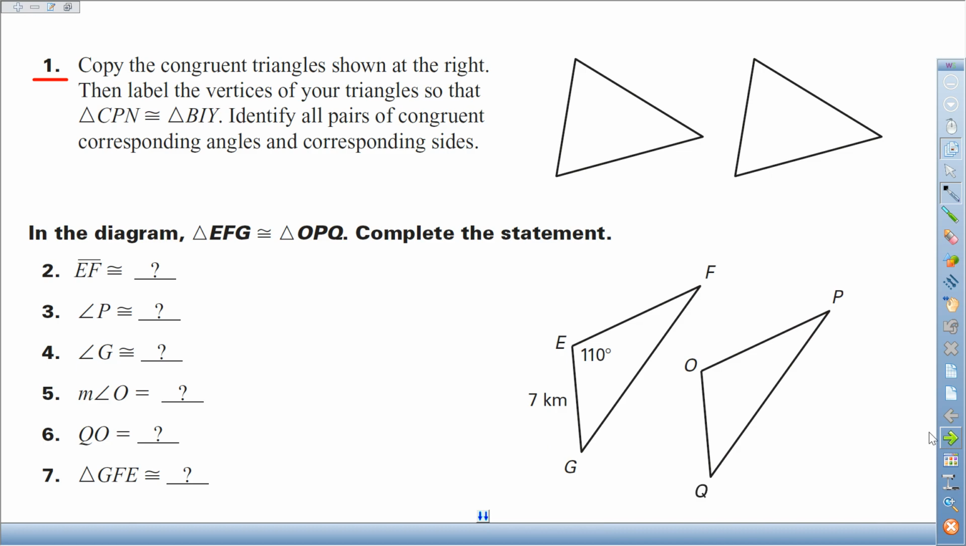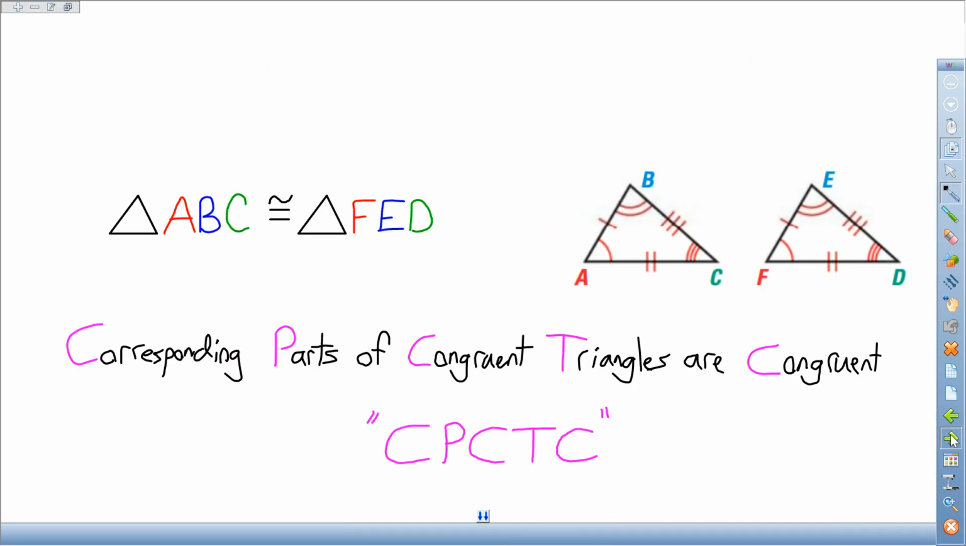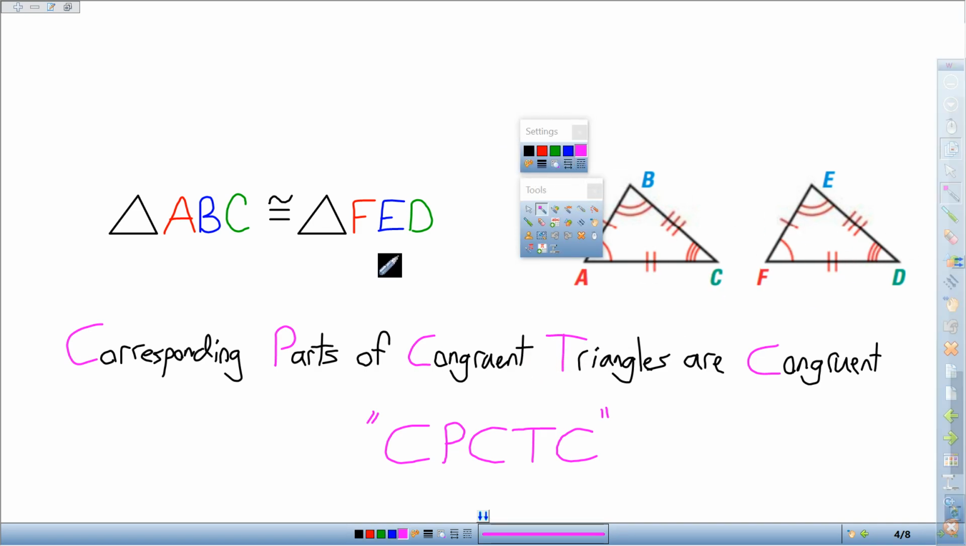So if you guys take a look at number one, it says copy the congruent triangle shown at the right. Then label the vertices of your triangles so that triangle CPN is congruent to triangle BIY. Identify all pairs of congruent corresponding angles and corresponding sides. Okay, so if you guys remember, one of the slides from our lesson was this: when we have congruent triangles, all of the corresponding parts are congruent. Just a reminder, corresponding basically means things that are in the same spot on both triangles.